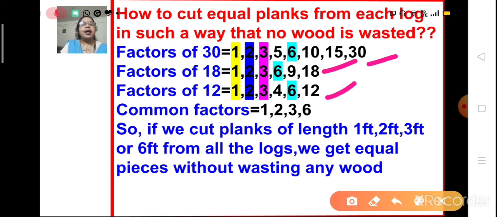So, it means that if the carpenter cuts planks of length 1 foot or 2 feet or 3 feet or 6 feet from each of the logs, then we can get equal pieces. He can get equal pieces without wasting any wood, because these factors will divide all the three numbers 30, 18 and 12 exactly. So, finding the common factors is useful in such real life situations.